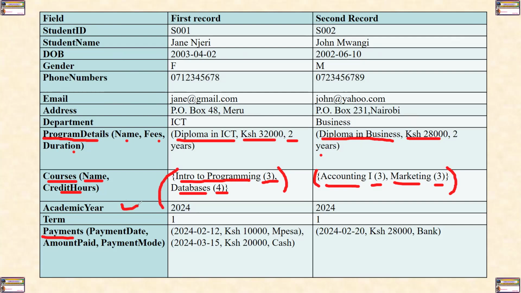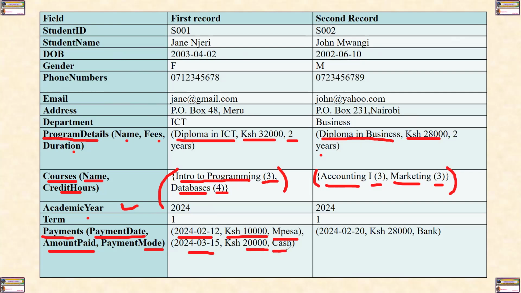The academic year is okay, term is okay, but look at the payments field. This payment field contains more than 3 pieces of information. We have the payment date, when the student made the payment, for example, 12th February 2024. The amount the student has paid, 10,000 shillings, and then the mode of payment, M-Pesa. At the same time, in the same field, we have the same student paying 20,000 on 15th March 2024 in cash.